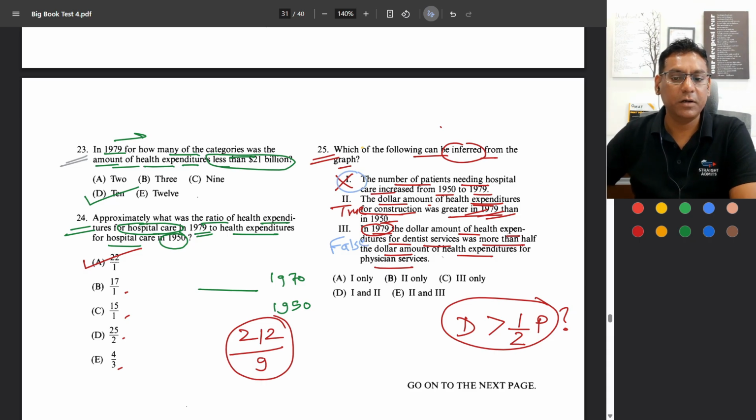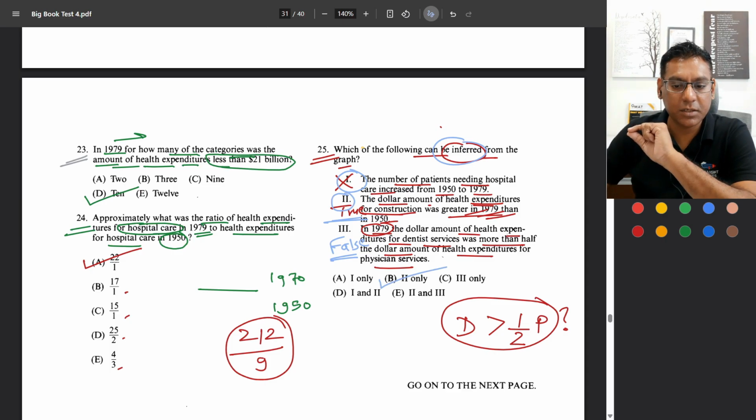One cannot be inferred, no data. The other is true, the third is false. How many can be inferred? Only one can be inferred. That's answer choice statement 2 only, which is answer choice B.